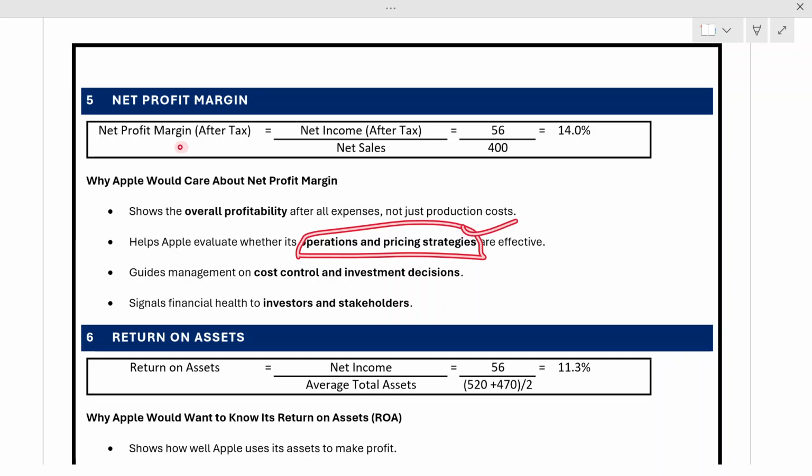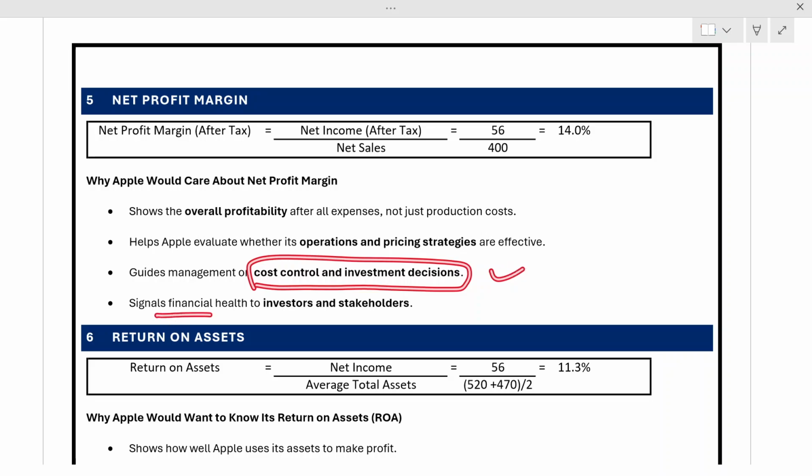If the net profit is going very much down or there are increasing operational expenses, it helps the company to see through that as well. It guides the management on cost controls and investment decisions as well, and signals the financial strength to investors, showing how the company is performing and how they are doing.